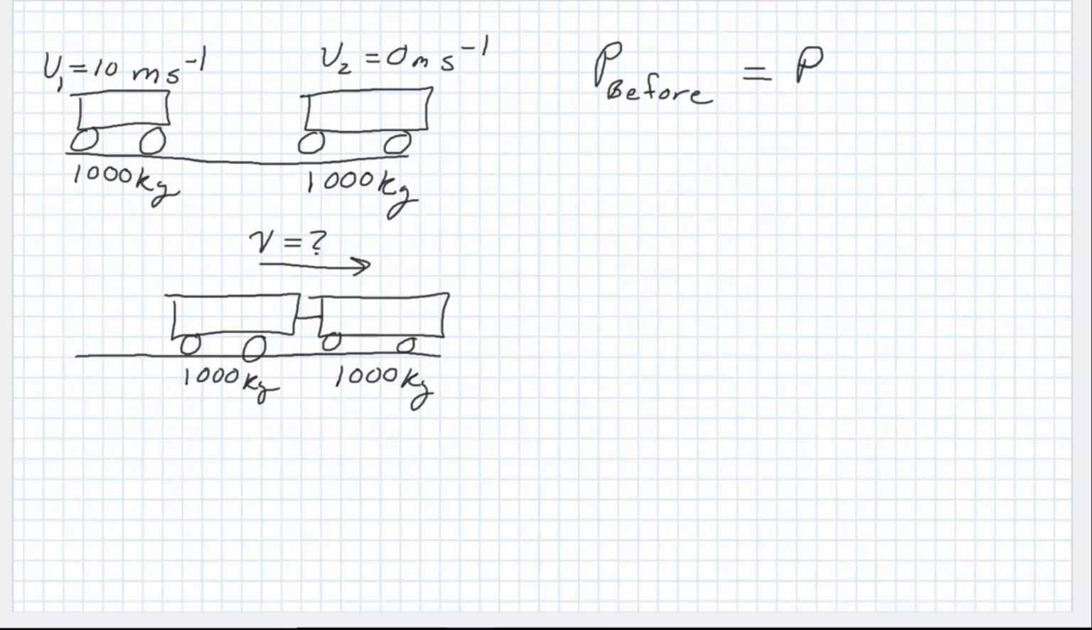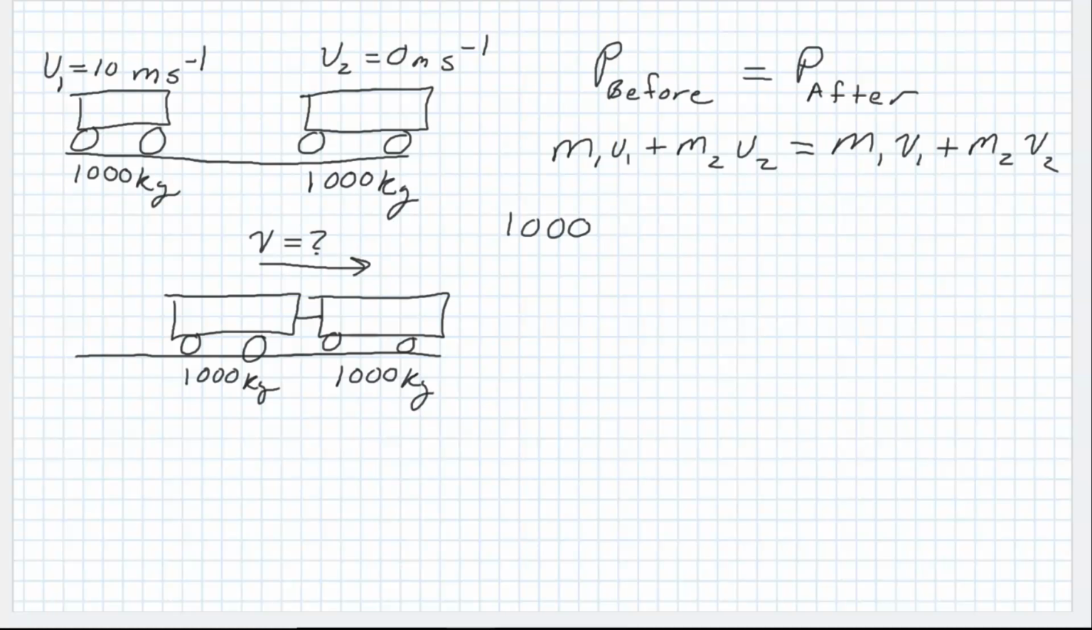So I know the momentum before the collision is going to be the same as the momentum after the collision. So the mass of the car on the right times its initial velocity plus the mass of the car on the left times its initial velocity gives us the momentum before the collision of the system, and the sum of the momentums after the collision should be equal to the momentum before the collision.